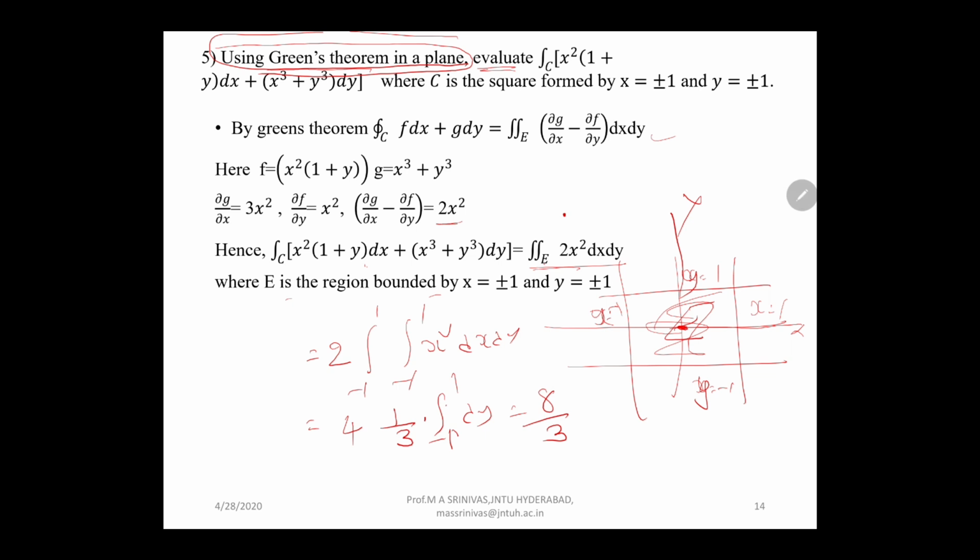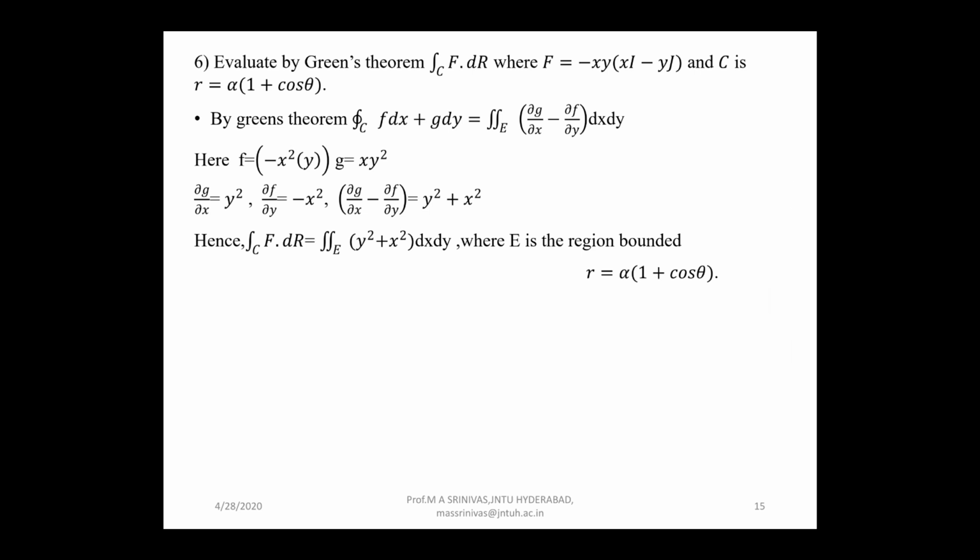Coming to the other problem, evaluate again, he is also asking to evaluate the line integral where C is this curve. By Green's theorem, the line integral value is equal to the double integral. Here F is the i-bar coefficient, it is minus x square y. G is the j-bar coefficient, it is plus x y square.